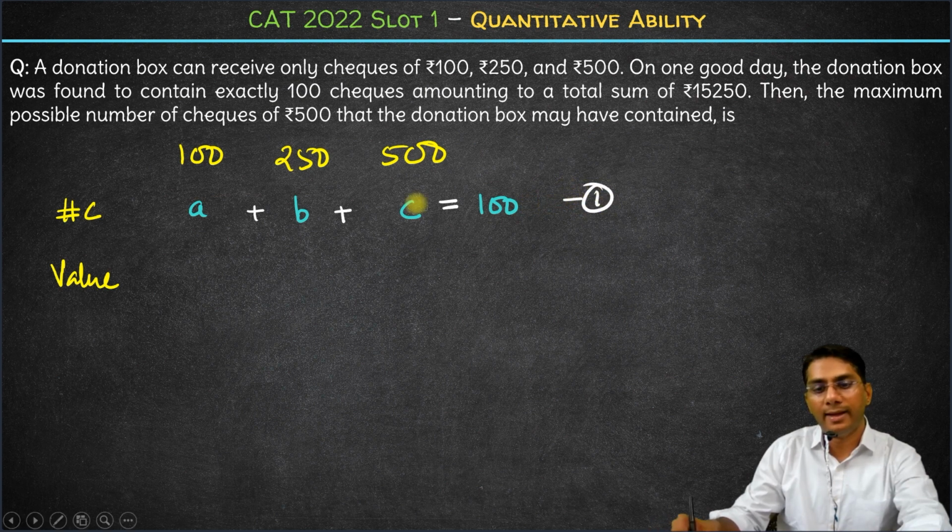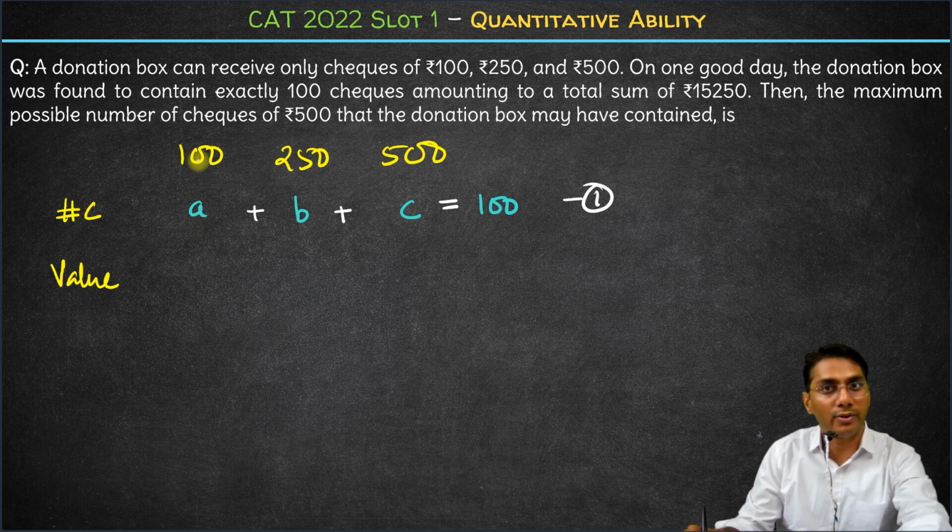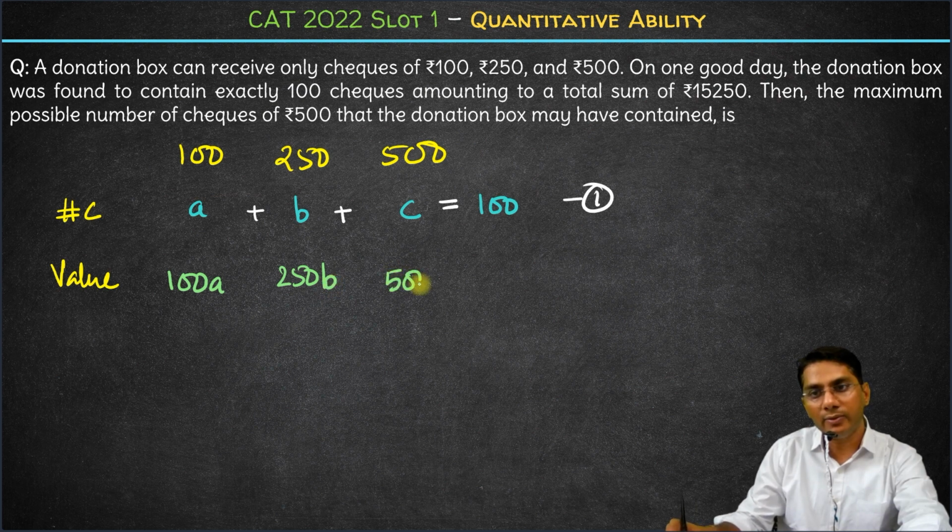Next, let's talk about their value. There are A 100 rupee checks, so the value of these A 100 rupee checks will be 100A. Similarly, the value of B 250 rupee checks will be 250 into B, and this will be 500 into C. This is the value of each of these types of checks. So the total value will be the sum of all these numbers, which is equal to 15,250.